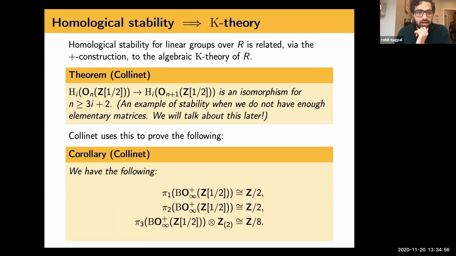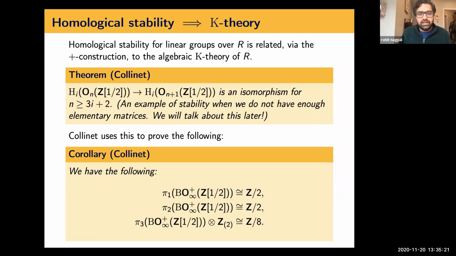Okay, and Collinet also used this stability result to do some calculations about this BO space. These are some K-theoretic things, and he calculated these homotopy groups, which is interesting, right?